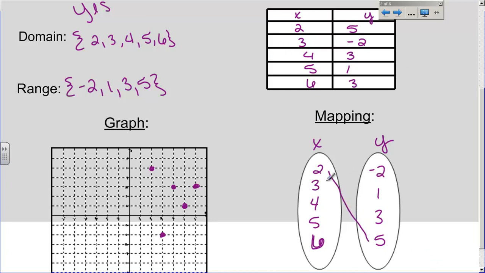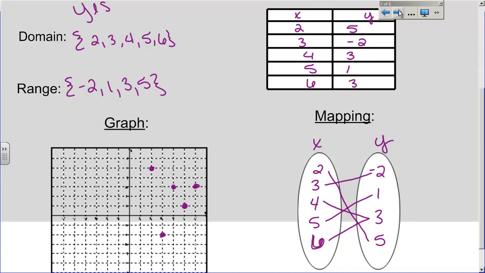The 3 goes with the negative 2. 4 goes with 3. 5 goes with 1. And the 6 also goes with the 3. And so that's what the mapping looks like. All it is, you list the numbers in order from least to greatest in the X column and the Y column, just like you do domain and range. Don't list repeaters. And then you just draw the lines to connect the ones that match together.